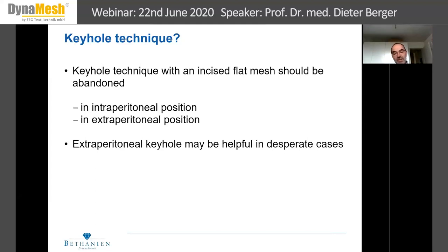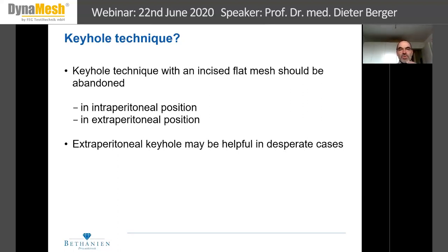When we talk about the techniques for repairing a parastomal hernia, one technique which is also used today is the keyhole technique, an incised mesh which is placed around the stoma loop and the incision is closed. The keyhole technique was first described laparoscopically in the literature by Leblanc, and it was really studied by B.B. Hanson.